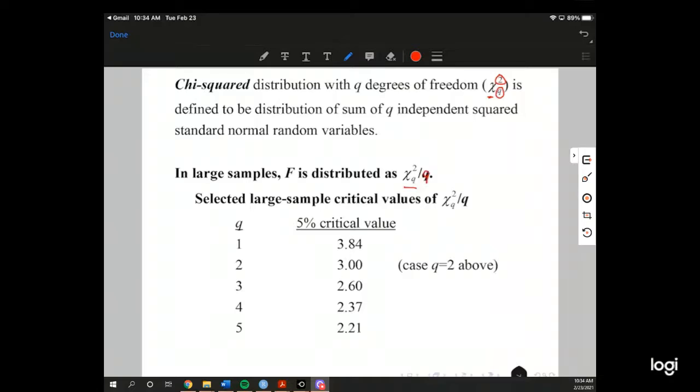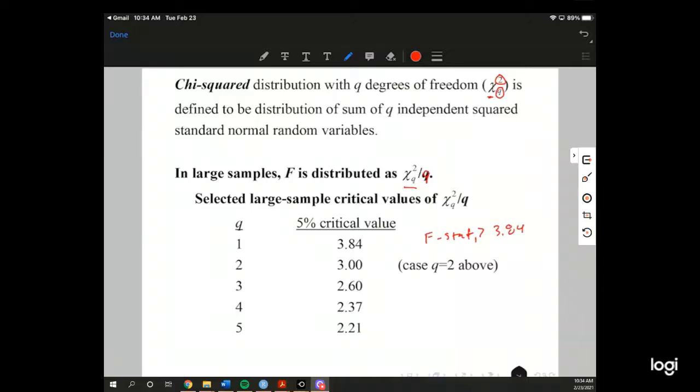And so here are some selected large sample critical values of chi-squared divided by q. These are going to be just like our t-stat rejection rule. We're now defining the F-stat rejection rules. So let's say we have one degree of freedom. We're testing one hypothesis. Our 5% critical value, or 95% confidence rejection rule, would be: reject if the F-stat is greater than 3.84. So with 1 degree of freedom, we reject with 95% confidence if it's greater than 3.84.